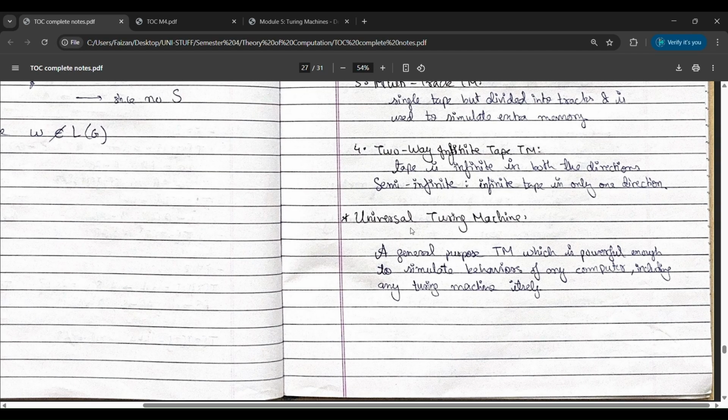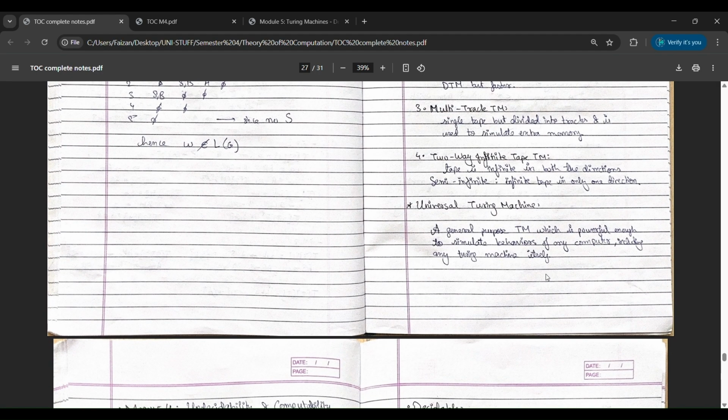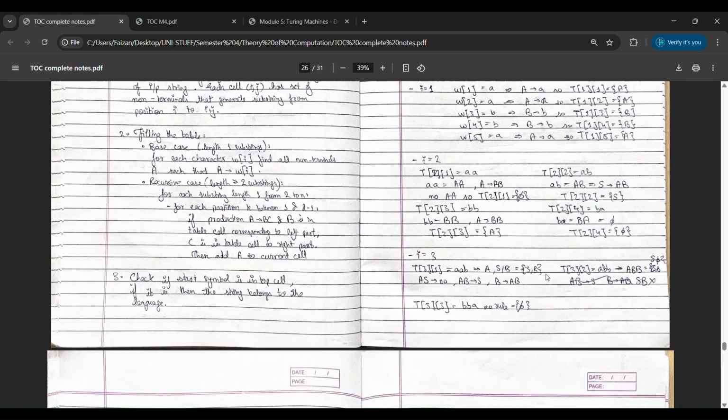Now, apart from variations, we also need to know what a universal Turing machine is. This is a general purpose Turing machine which is powerful enough to simulate the behaviors of any computer, including any Turing machine itself. So basically, as the name states, it is a universal Turing machine, a machine powerful enough. It has lots of states, like we're dealing with 4 or 5 states over here, but it has lots of states because it can actually simulate the behavior of any computer. So it tells you the computing power of it.